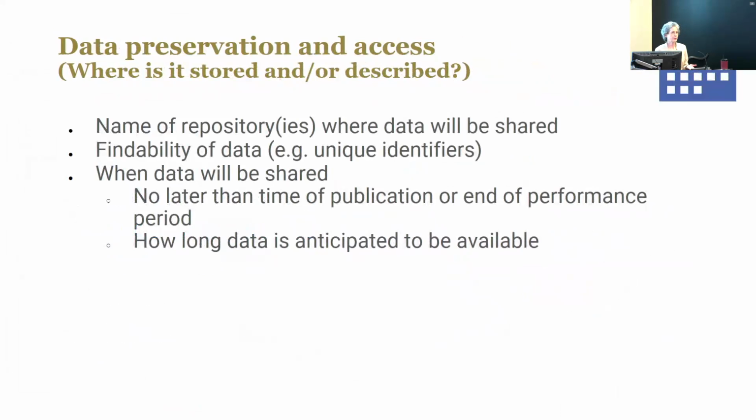This is then moving on to the repositories. Okay, we've described it, we've figured out what we're going to do, where are we putting it? So you'll be sharing what repository you plan to put it in. They absolutely do want a repository that generates some sort of unique identifier. Just like you've got a DOI for your journal articles, you want some sort of unique identifier, the equivalent of a DOI for that data, so that somebody can get to it. And just your description of when you plan to share it, and how long you anticipate it being available.